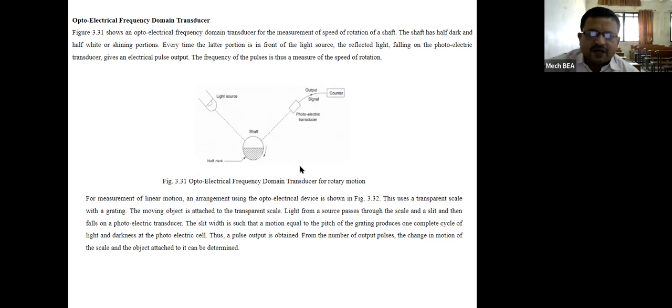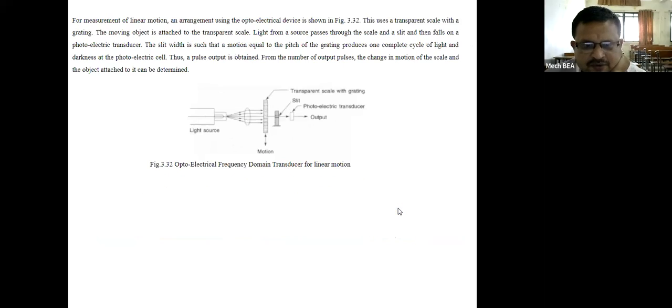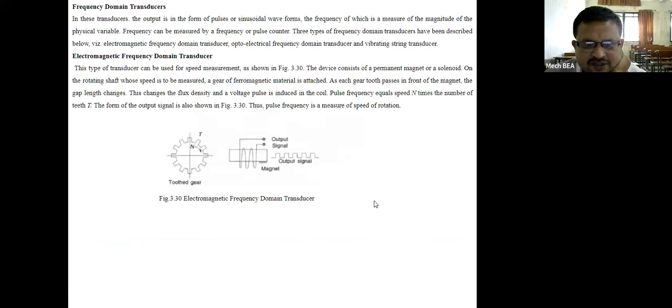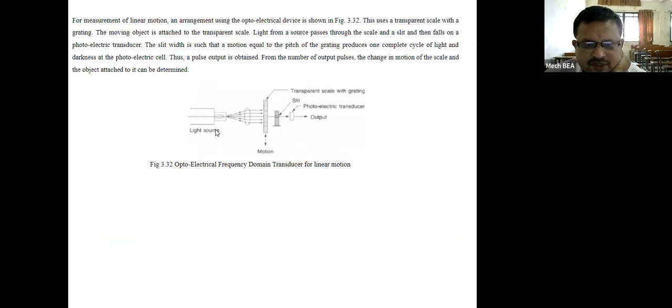Therefore, whenever this shaft will rotate and this light will fall on this shining surface or that white surface on the shaft, that light will get reflected and it will be caught by this photoelectric transducer. From the photoelectric transducer, we are getting output signal and it is fed to the counter. Therefore, for measurement of linear motion, an arrangement using the optoelectrical device is shown in figure 3.32. This is for rotational movement. This is for linear movement.